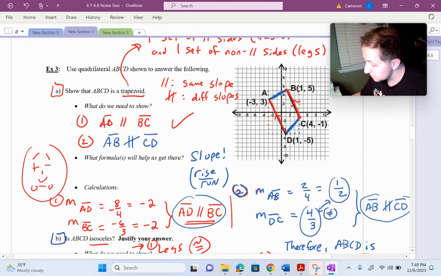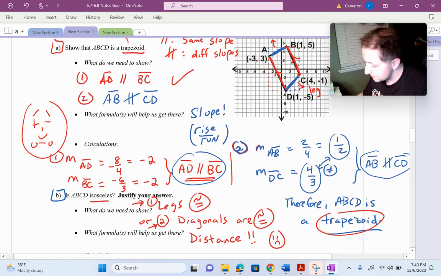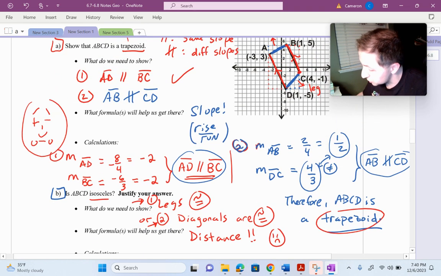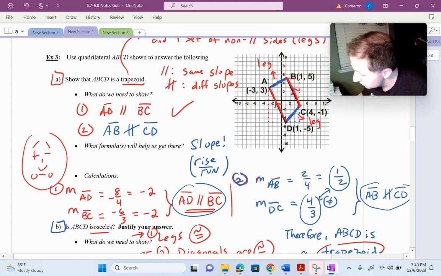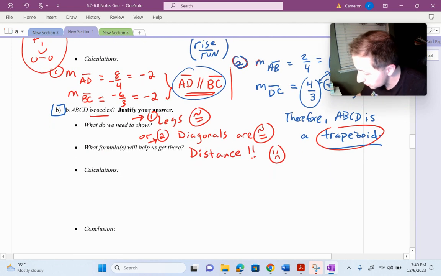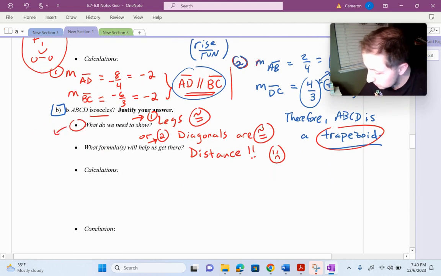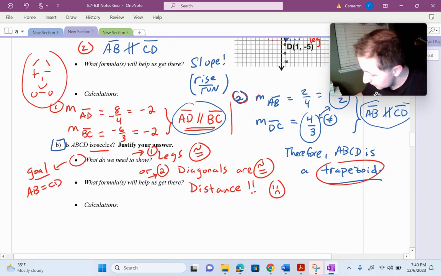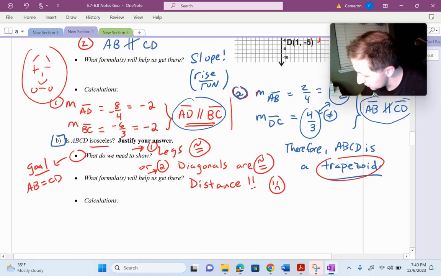I would suggest, here was our leg, here was our leg. Instead of having to draw diagonals and draw more segments, why don't we just use the distance formula on the 2 legs that we already have in the picture? So what are we going to have to show? Instead of sketching diagonals, I'm just going to show the legs AB and CD are congruent. So my goal is going to be to show that the length of AB is equal to the length of CD.